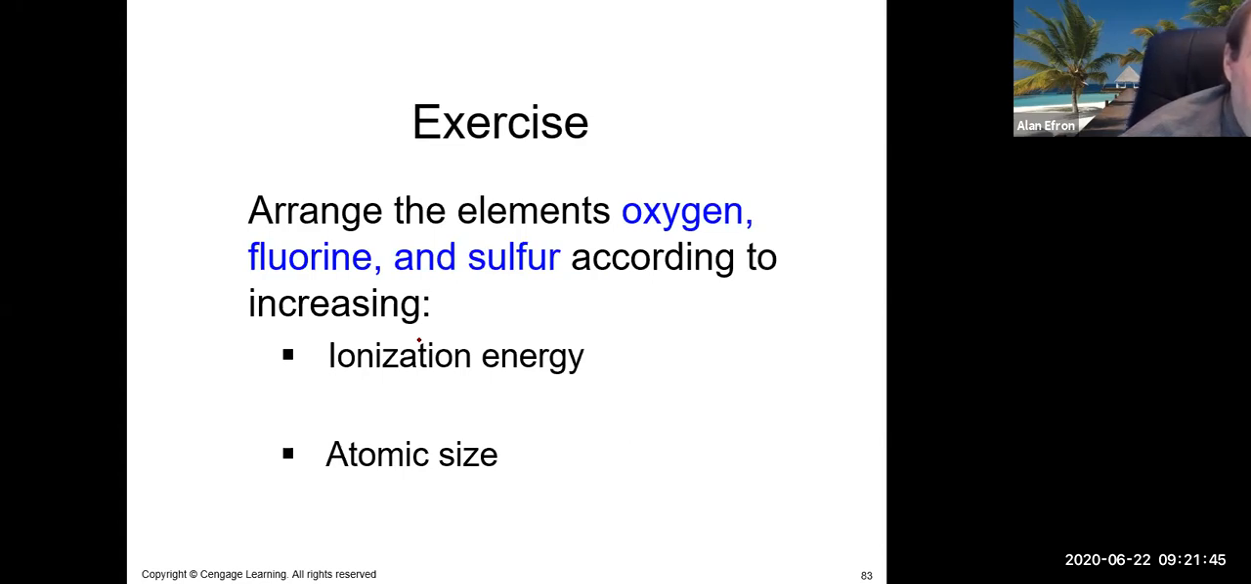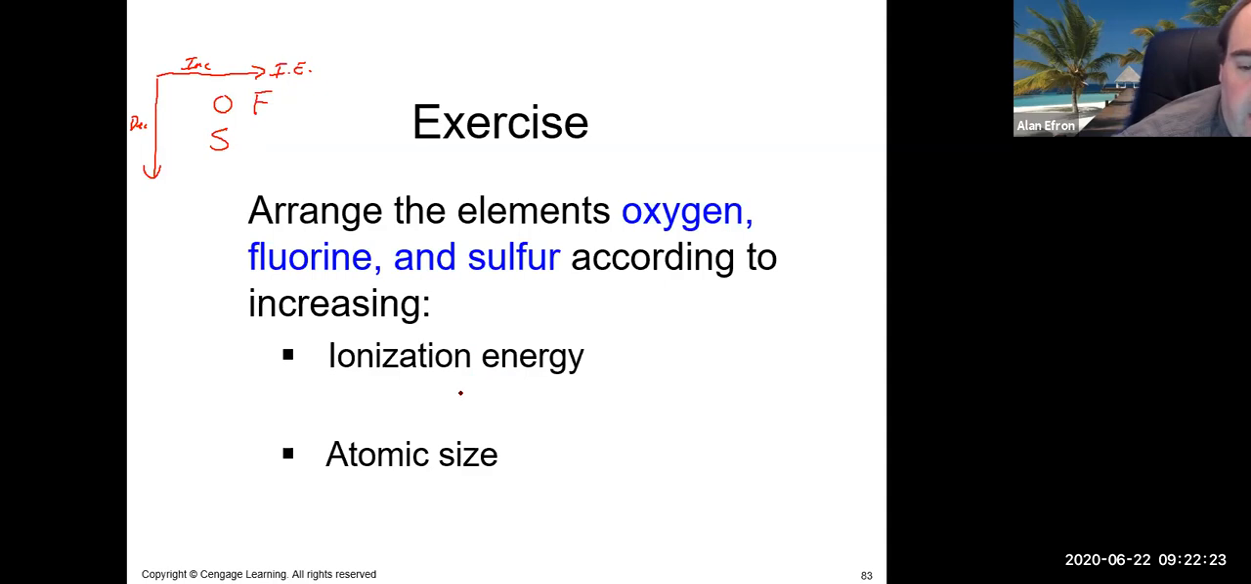So we want to arrange these in terms of order between oxygen, fluorine, and sulfur. If we look on the periodic table, they are arranged like so: sulfur, oxygen, and fluorine. In terms of ionization energy, again, ionization energy increases as you go this way and decreases as you go this way. So we would expect fluorine to be the highest in ionization energy, followed by oxygen and then sulfur.